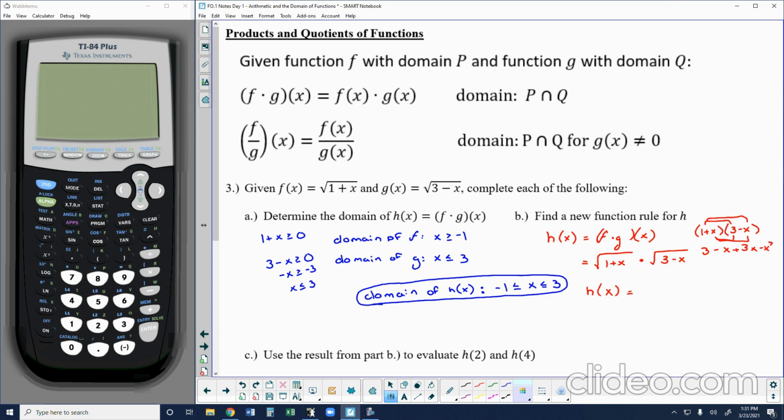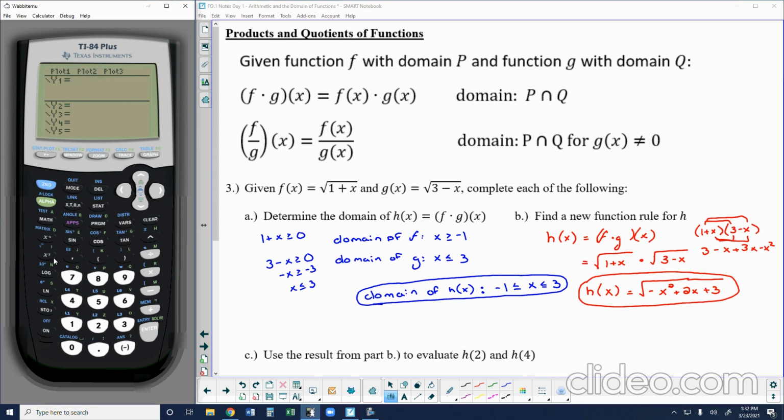Now, if you wanted to, we could go ahead and check this on the graph. So we could graph the square root of, again, negative x squared plus 2x. I'm sorry, let me get that in there correctly. Square root of negative x squared plus 2x plus 3. Taking a look at the graph, you can see here the domain does match up with what we did in part A. So the domain of this would exist between -1 and +3.